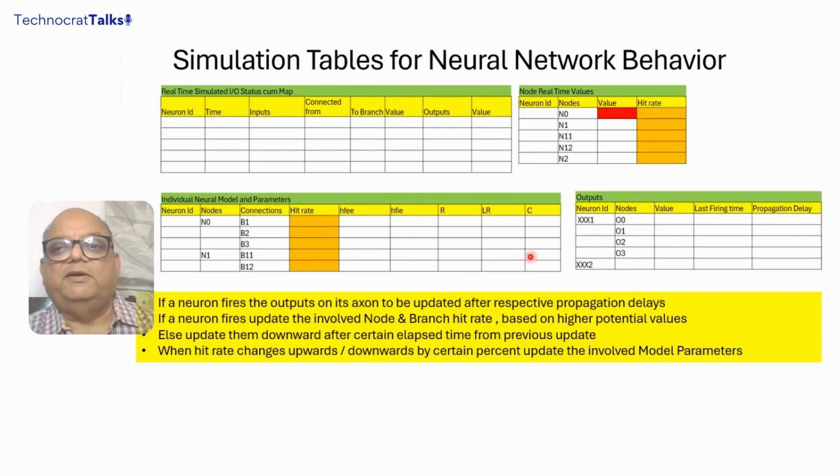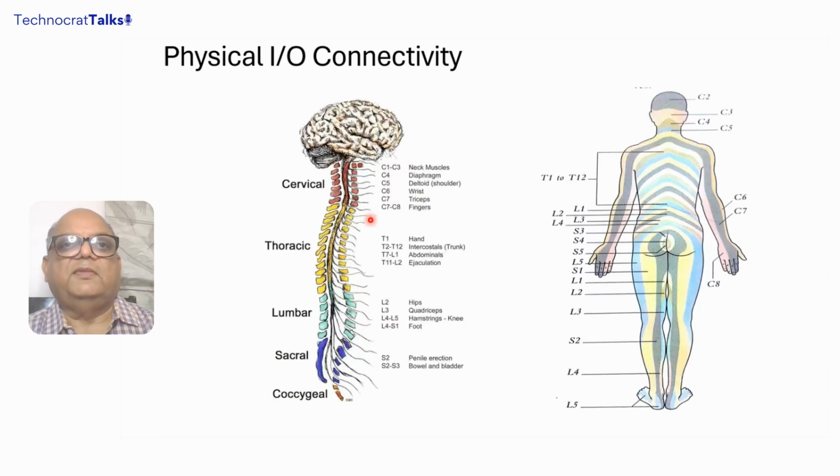All these parameters together will cause the neuron to go into a depression mode, and it will fail to fire. And when the hit rate changes upward or downward by a certain percent, then you have to update all these model parameters to affect the learning. If a certain thing is coming again and again and successfully firing the neuron, then that thing has to be made more probable. You have to improve its probability of firing the neuron successfully. So that's how it works.